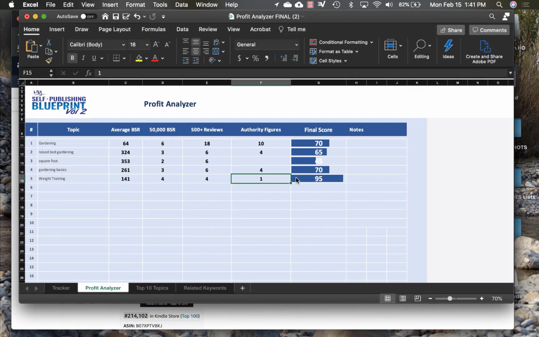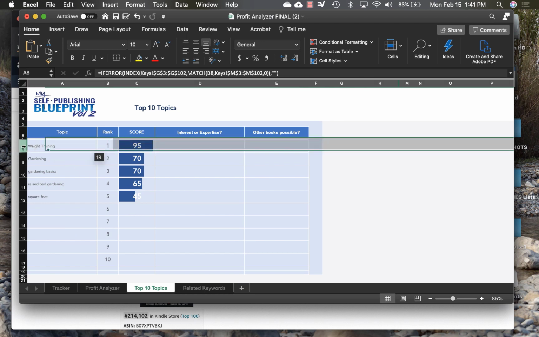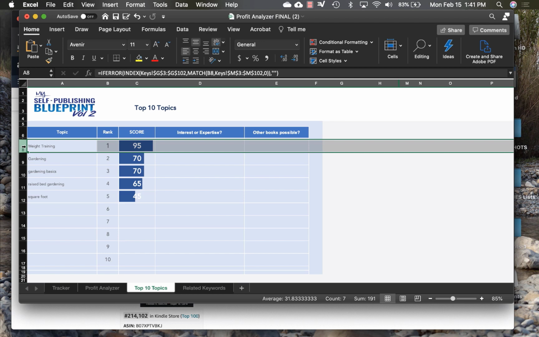Awesome. Okay, so look at that. So that brings it up to 95. So then what we're going to do is you can go to your top 10 topics tab, and it's actually going to pre-order everything in terms of the score that you have here. So weight training, it's going to be number 1. So this is what we want to focus the book about.